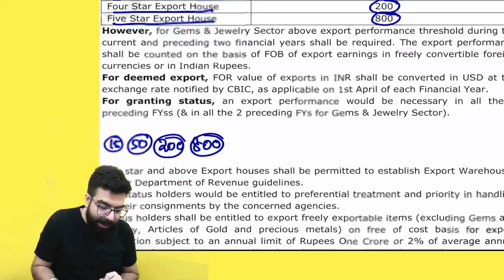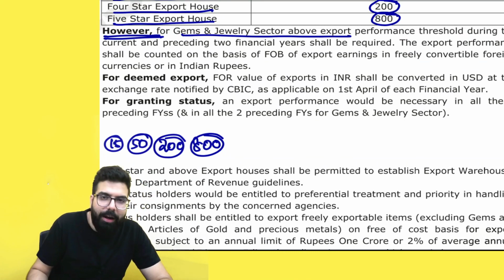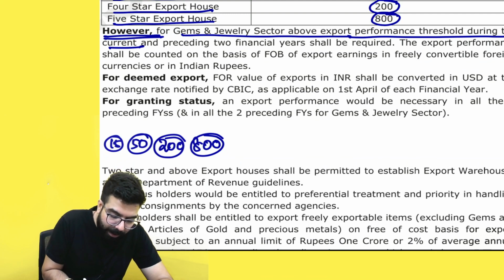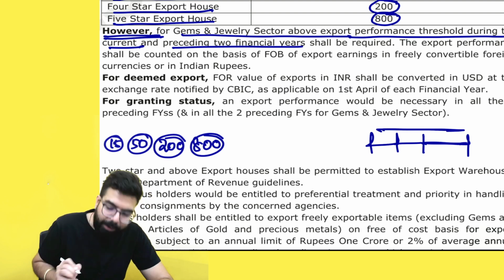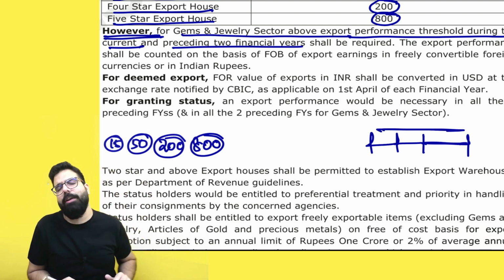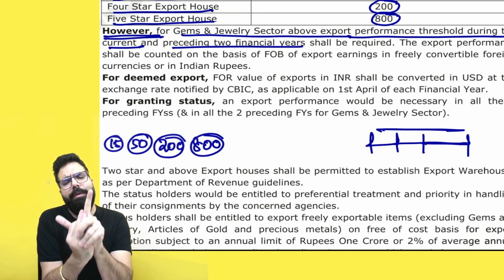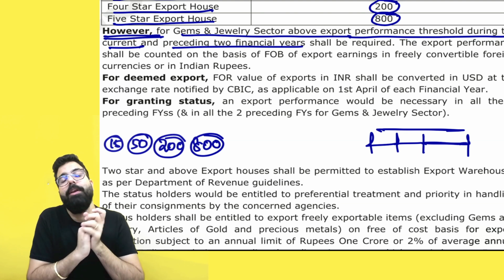However, for the gems and jewelry sector, if you are an exporter of gems and jewelry, the performance threshold during the current year and the preceding 2 years will be seen. For the gems and jewelry sector, they will see the export performance over the current year plus the preceding 2 years. If it is 3 million US dollars, 1 star. Again, 3 million, 15 million, 50 million, 200 million and 800 million US dollars.